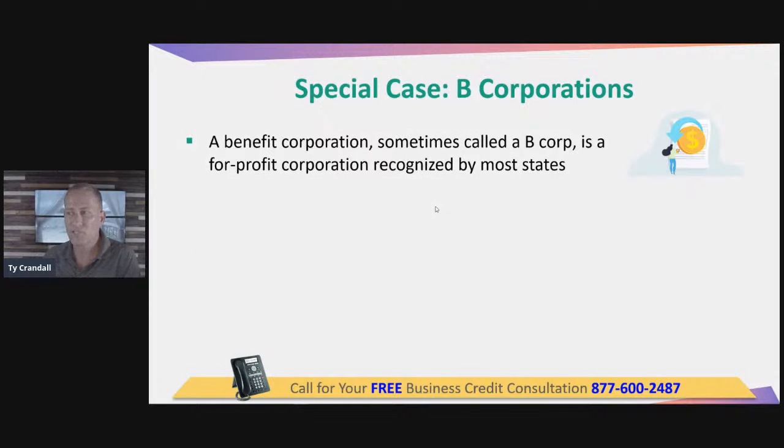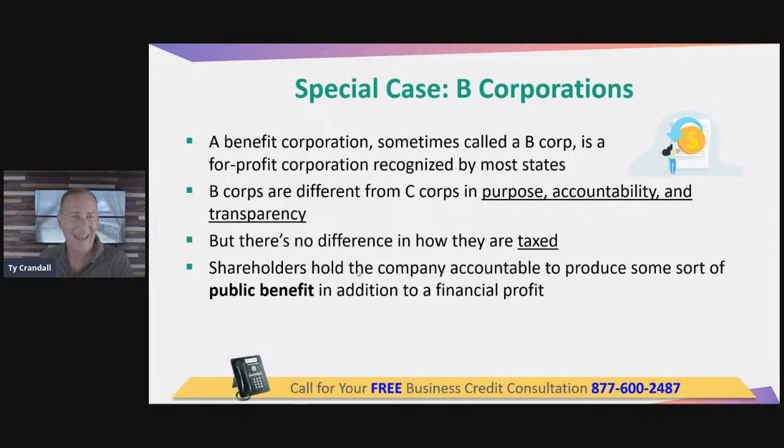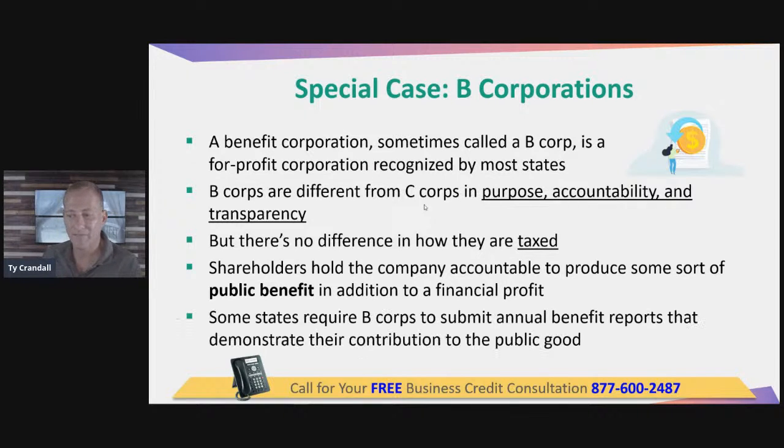Now, a benefit corporation, sometimes called a B Corp, is a for-profit corporation recognized by most states, and they're different from C Corps in the purpose of accountability and transparency, but there's no difference in how they're taxed. So shareholders hold the company accountable to produce some sort of public benefit in addition to financial profit, and some states require B Corps to submit annual benefit reports that demonstrate the contribution to public good.